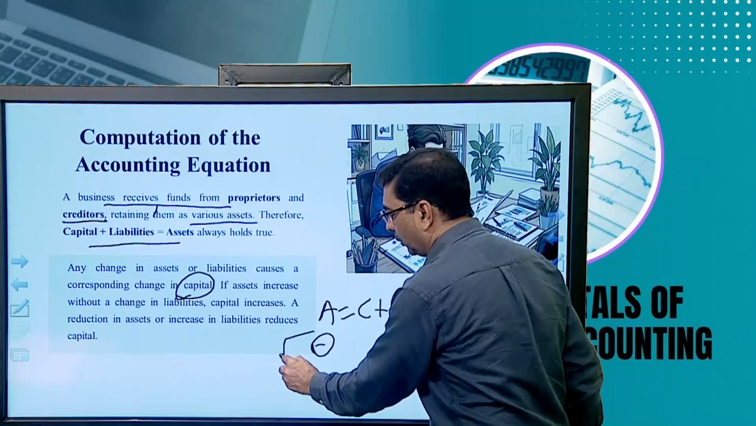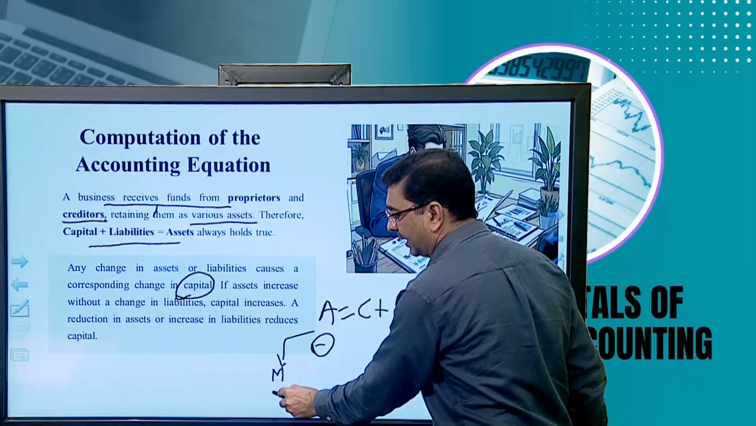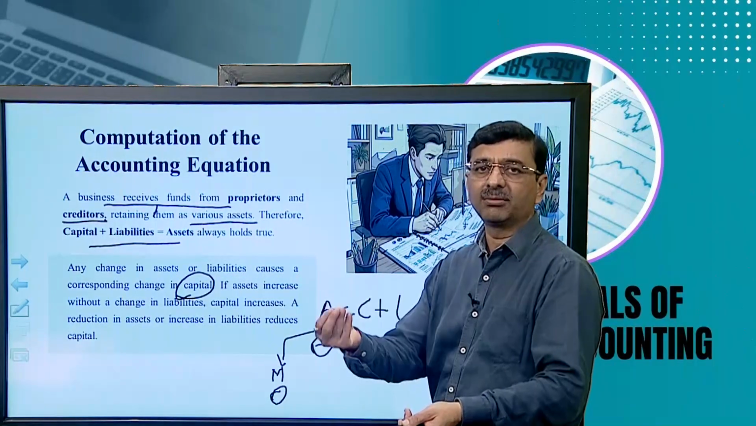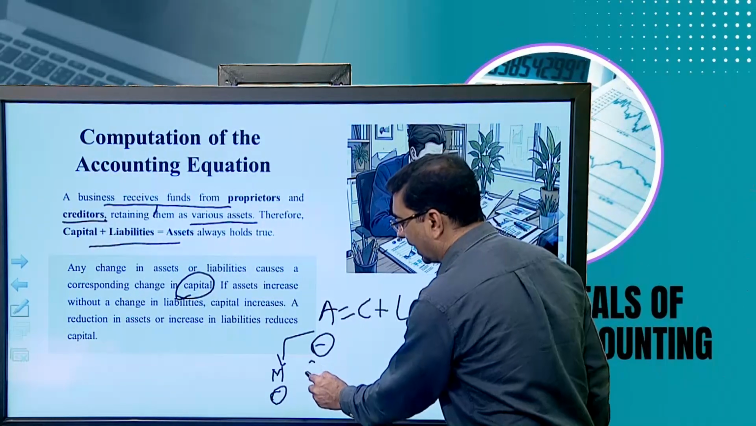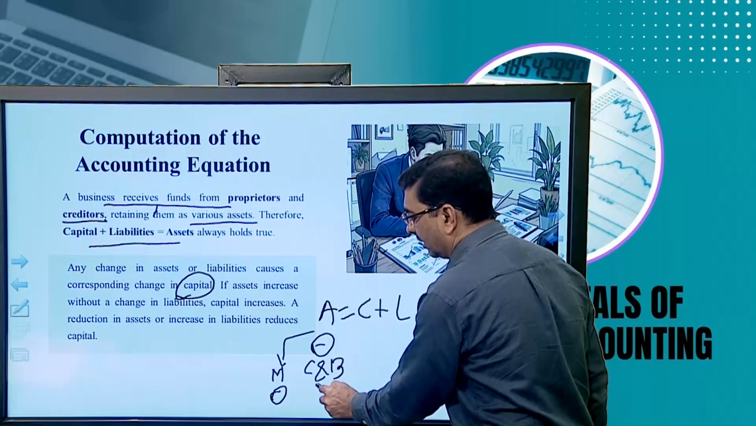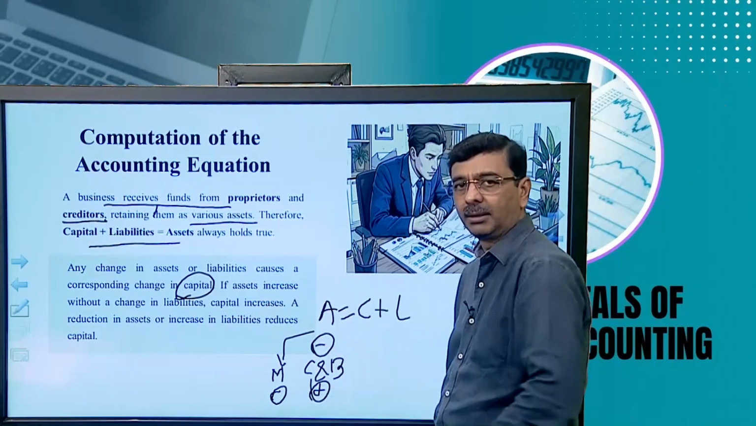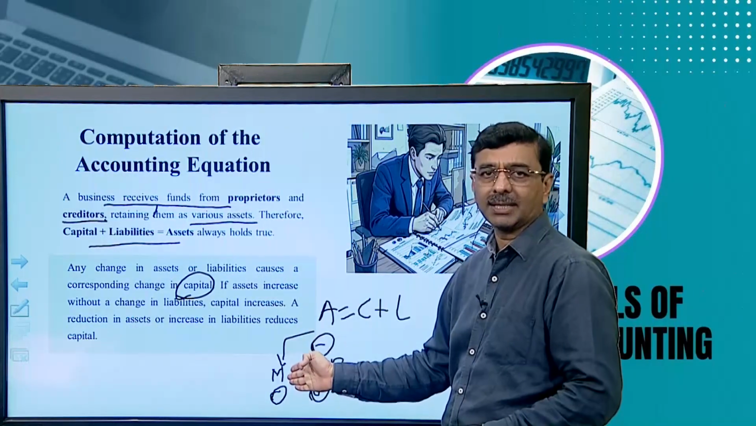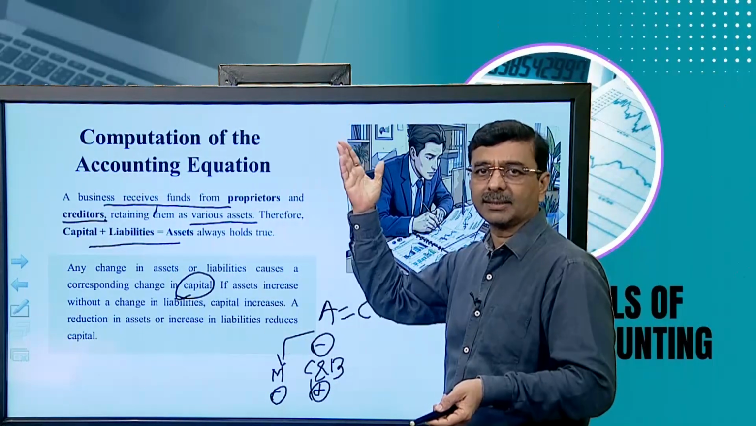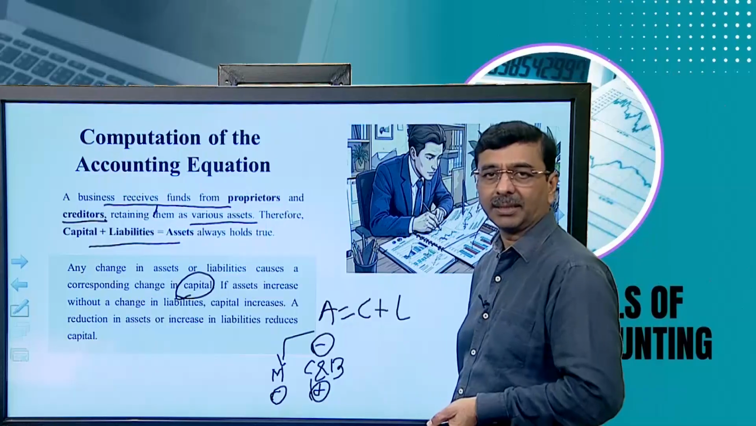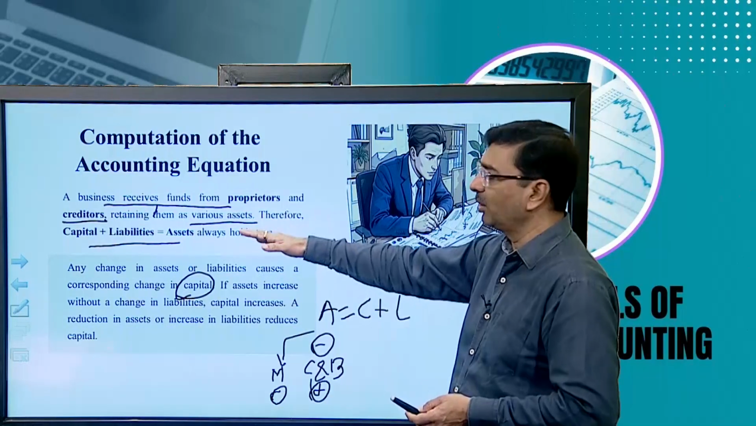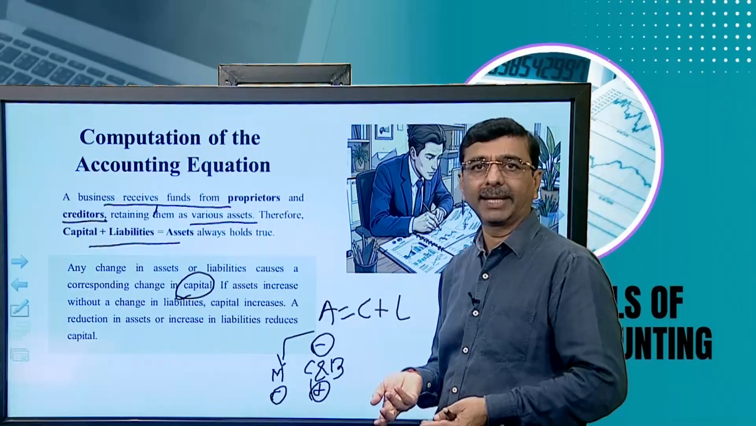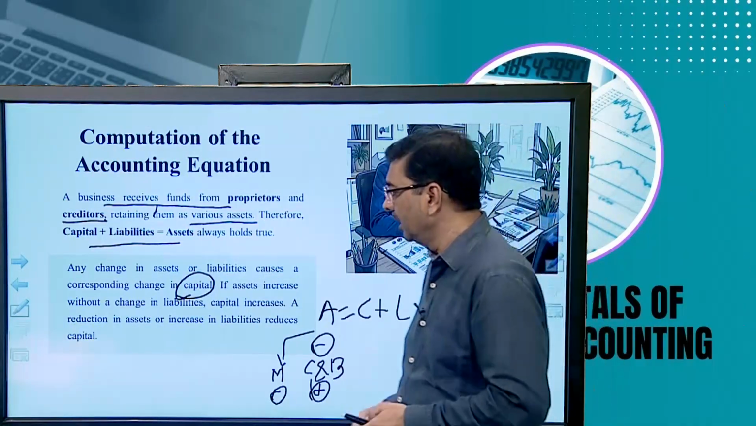Like if you sold machinery, the machinery will decrease. But you sold it for cash or received it through a check, so your cash or bank balance will increase. So the total assets will remain the same, but one asset is decreased and the other asset is increased. So that is why any kind of change in assets and liabilities would be impacted directly or indirectly on capital, correct? Moving to the next point.